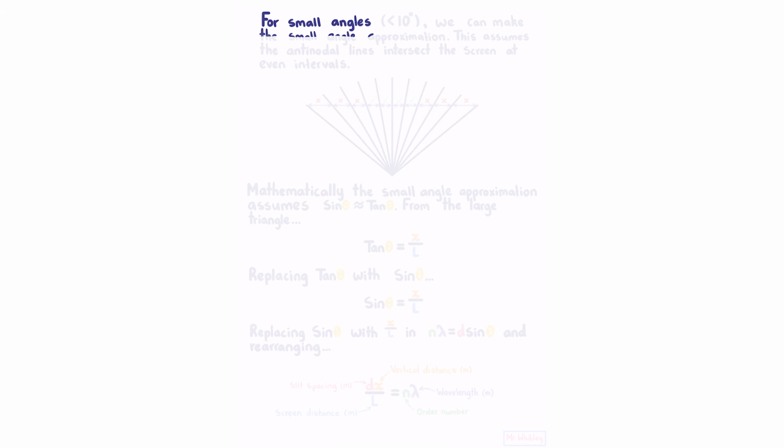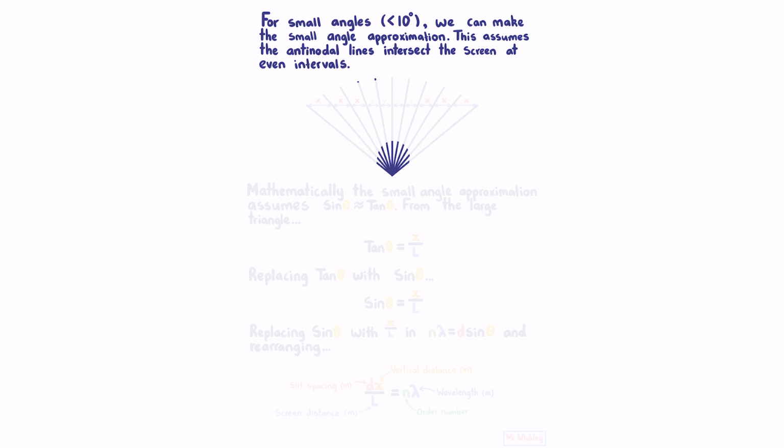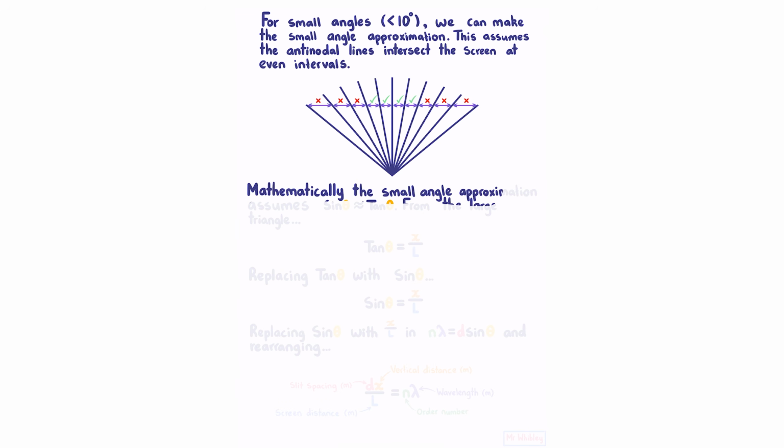And so for small angles, specifically angles that are less than 10 degrees, we can make this small angle approximation. This assumes that the antinodal lines intersect the screen at even intervals. So if we have our antinodal lines originating from our sources at small angles, you can see that they're roughly the same, whereas for larger angles, this approximation is less and less reasonable. Mathematically, the small angle approximation assumes that sine of the angle is roughly equal to tan of the angle.